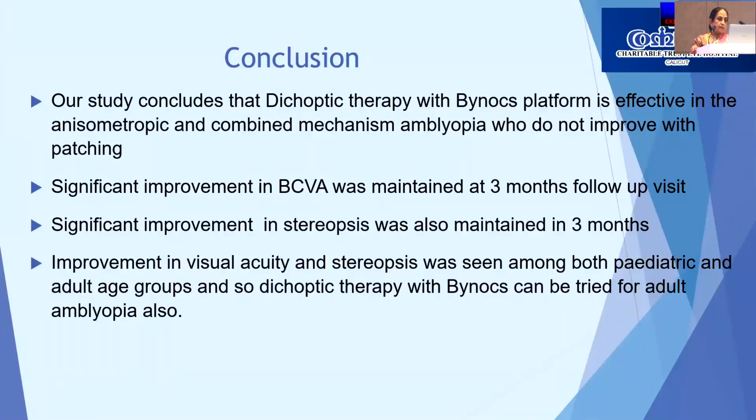To conclude, dichoptic therapy is an effective platform in anisometropic and combined mechanism amblyopia, even in adults, and the improvement was maintained, with stereopsis also maintained for 3 months or more. It is good in pediatric and adult age groups.